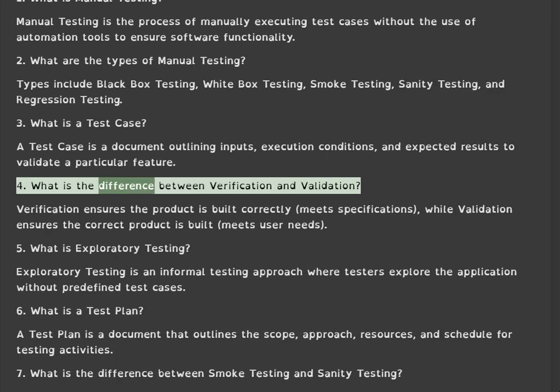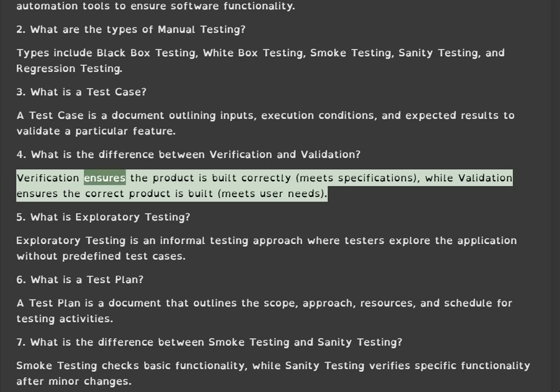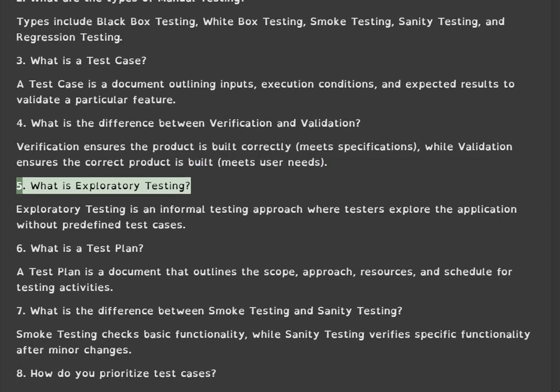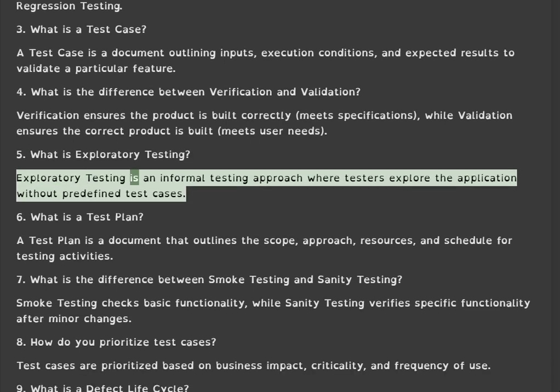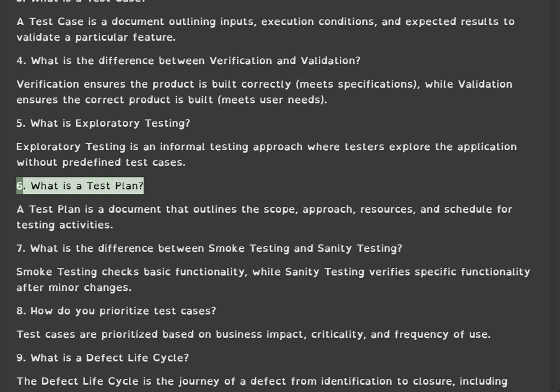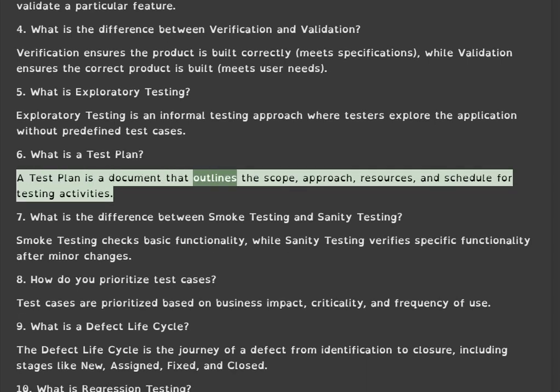4. What is the difference between verification and validation? Verification ensures the product is built correctly, while validation ensures the correct product is built. 5. What is exploratory testing? Exploratory testing is an informal testing approach where testers explore the application without predefined test cases. 6. What is a test plan? A test plan is a document that outlines the scope, approach, resources, and schedule for testing activities.